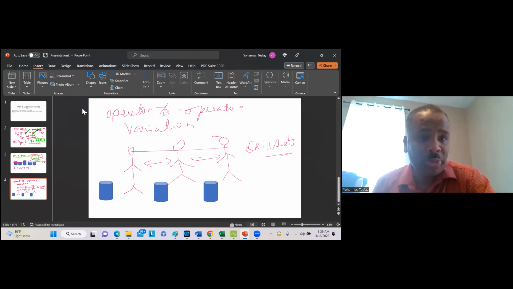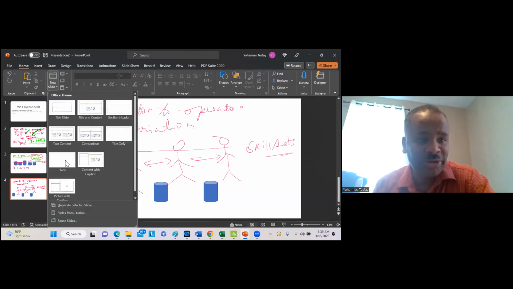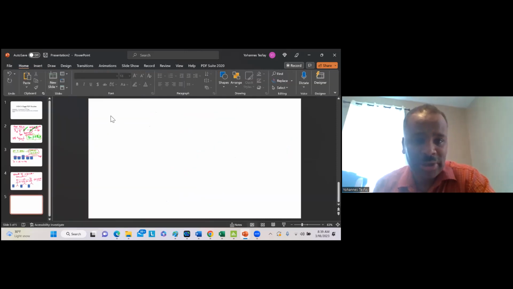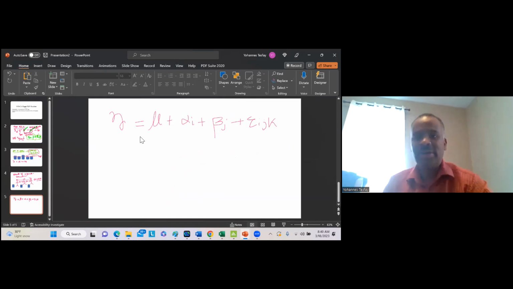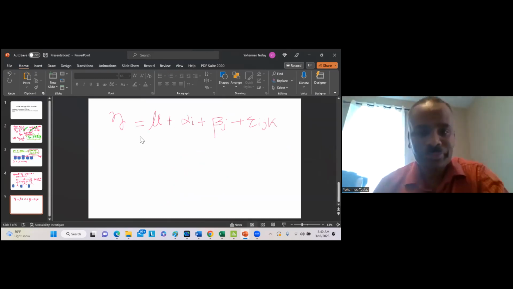So because of that, our gauge equation becomes y equals the target, that's what we want to measure, plus alpha i, which is part-to-part variation, plus beta j, the operator skill set difference, plus error ijk.